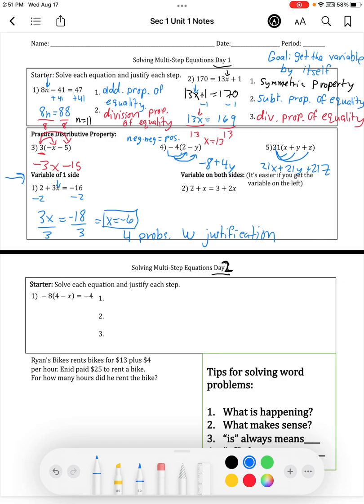Now, you'll notice in number 2 here, we have variables on both sides. We have 2 x's. We're going to have to combine them. So, let's go ahead and see if we can get this x onto one side. You'll notice I gave you the hint. It's easier if you get the variable on the left. Some of you may find that easier. Some of you may find it easier to subtract from the bigger thing. I personally like to keep my variables on the left. So let's go ahead and subtract 2x from both sides. The reason I'm doing this is to get the variable all by itself. So that's going to be 2 minus x is equal to 3.